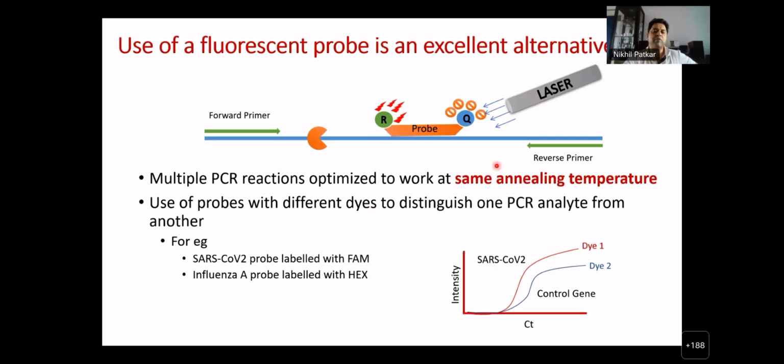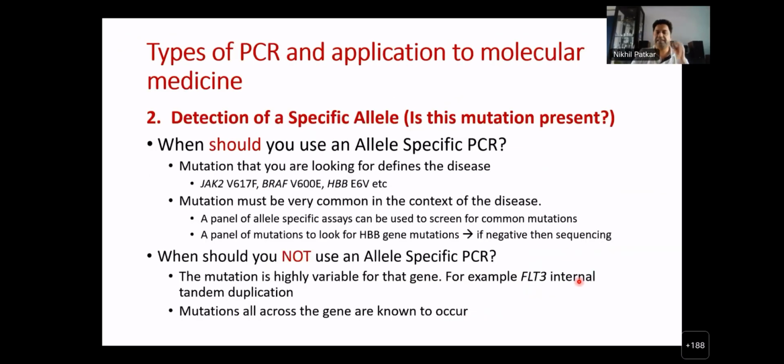So you apply probes which sit between these primers, of different colors. So for example, a SARS-CoV-2 probe labeled with FAM and an influenza probe labeled with X, by which you can get different colors. So in this COVID testing, what you commonly see is SARS-CoV-2 detected with one color and a control gene detected with another color. So this is one example of mutation testing, or the use of PCR.